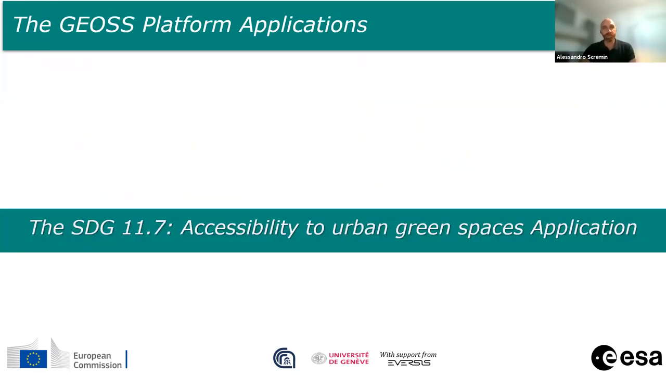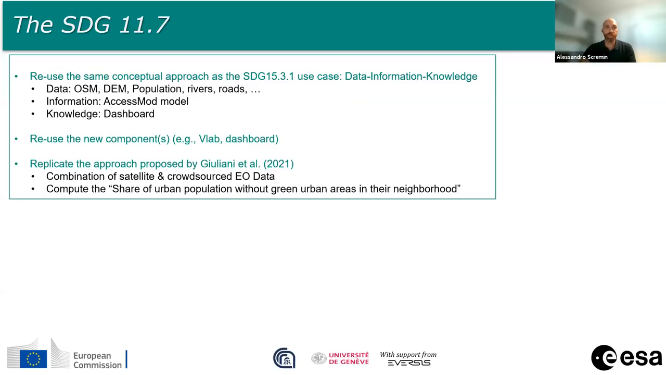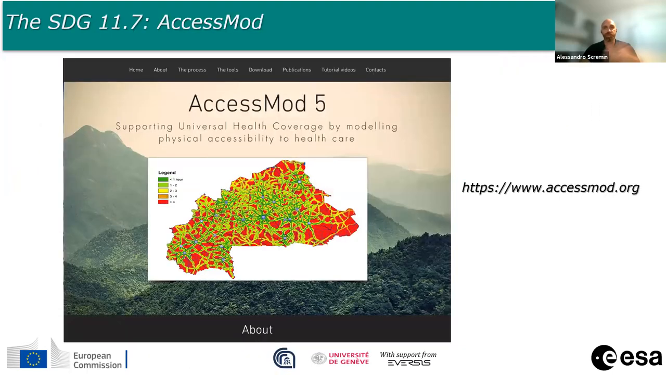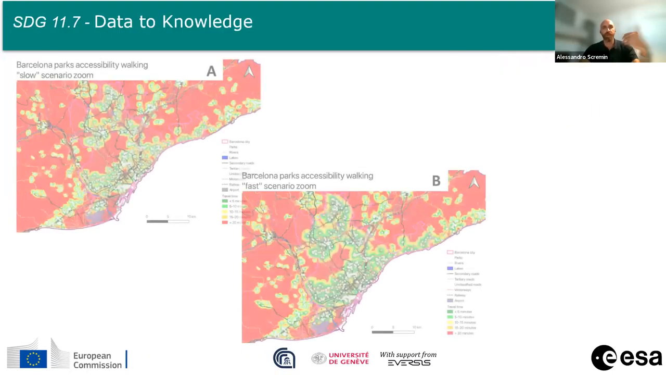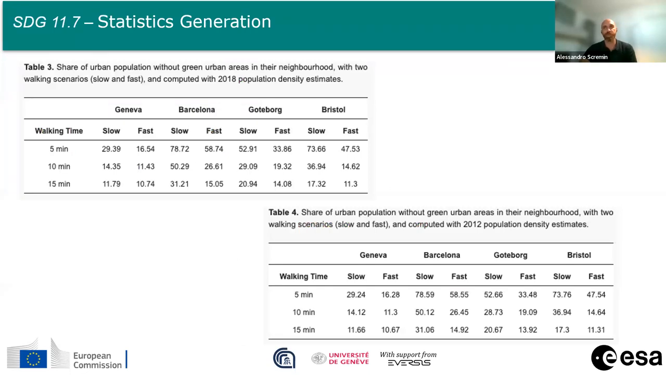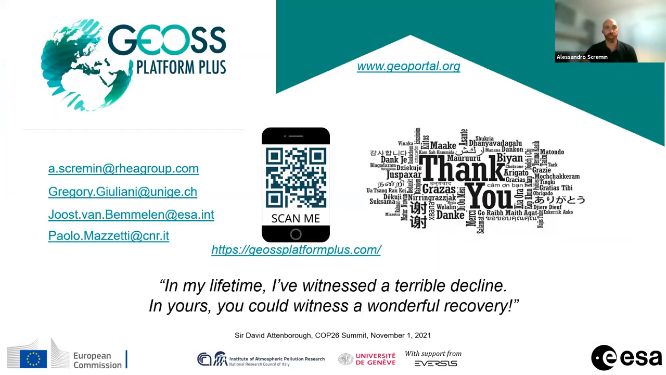On the same approach is also the 11.7 accessibility to urban green spaces application that puts together this information and other types of data, of course, about the OSM information and access modes, to create another type of actionable knowledge. So these are types of datasets and access modes that are used as input. And then you can see how the outputs can be put together in the dashboard and can also be shared with the statistics that they provide.